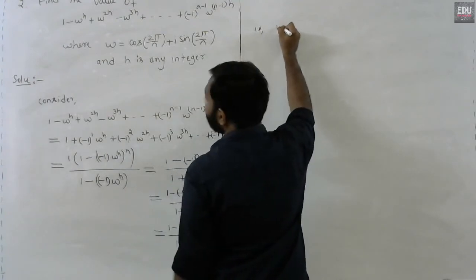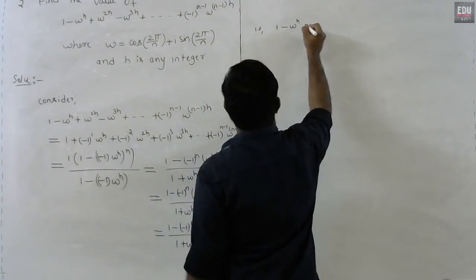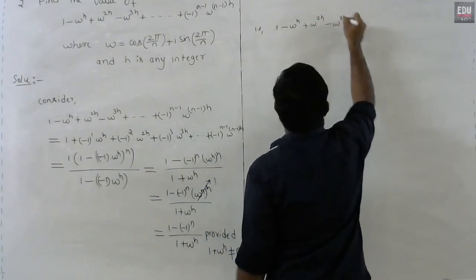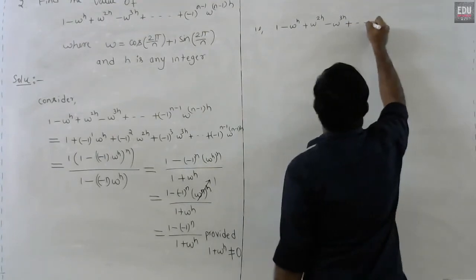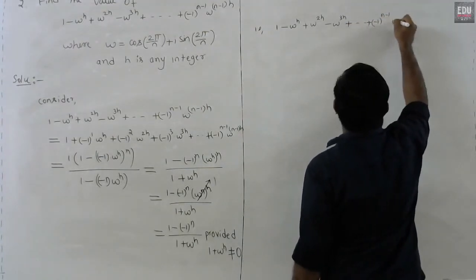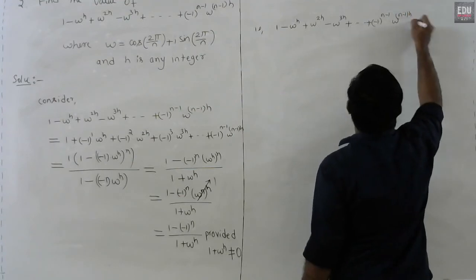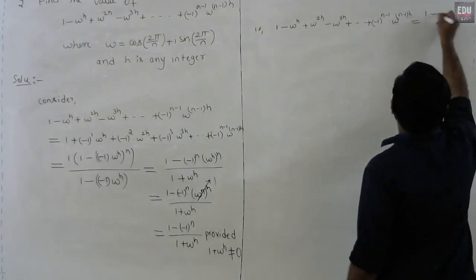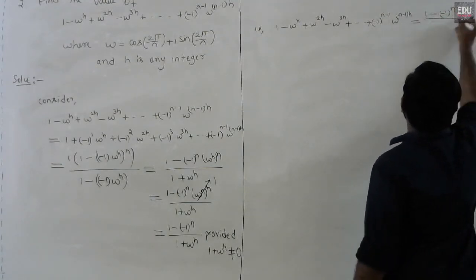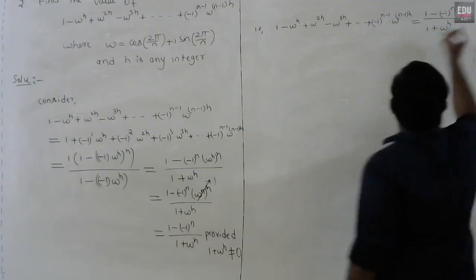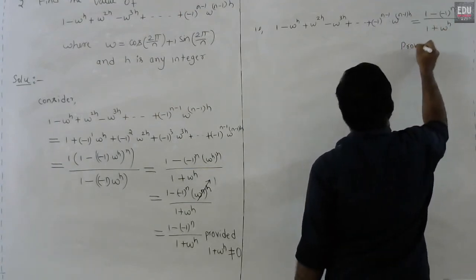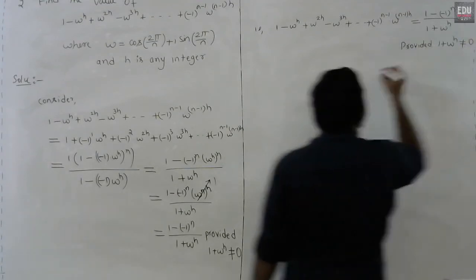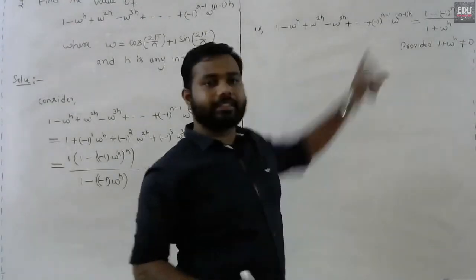So that is what we got: 1 minus omega power h plus omega power 2h minus omega power 3h, and so on, minus 1 to the power n minus 1 into omega power n minus 1 into h equals 1 minus minus 1 to the power n divided by 1 plus omega power h, provided 1 plus omega power h is non-zero.